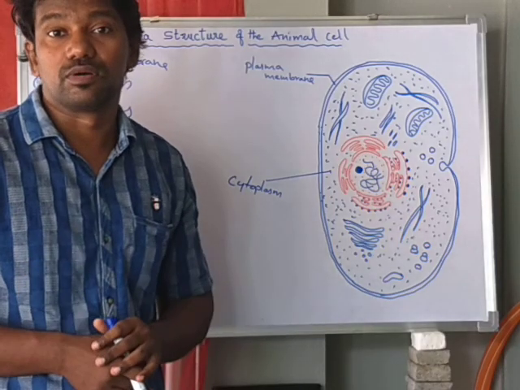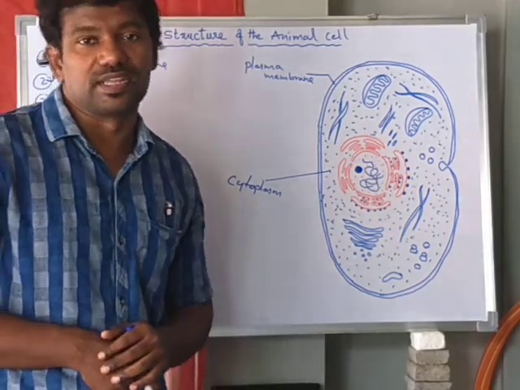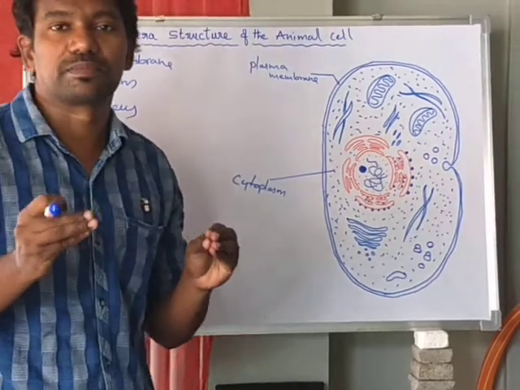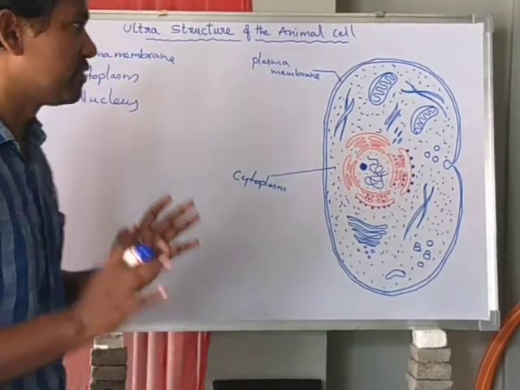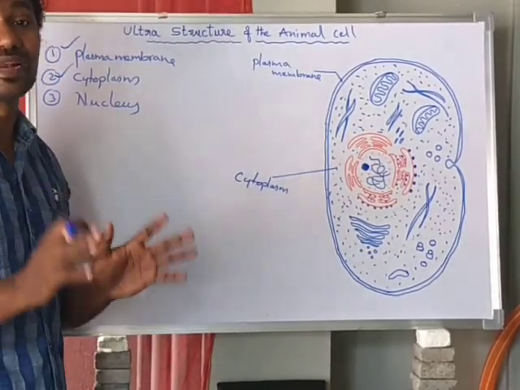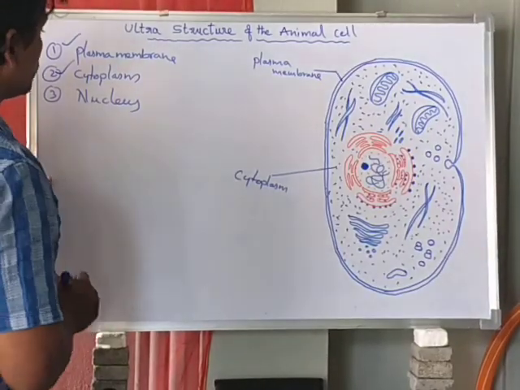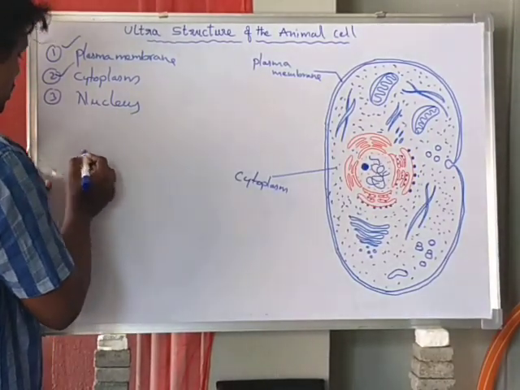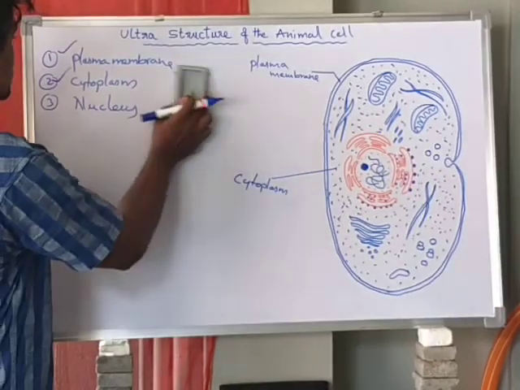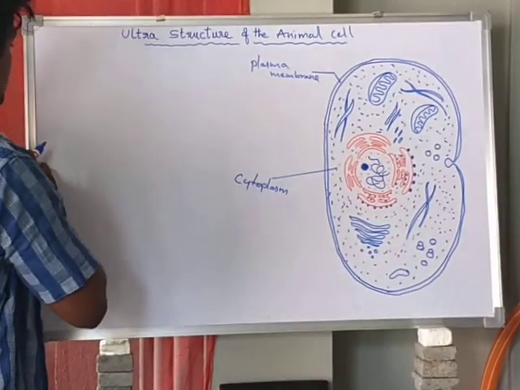Now we know about the different types of cell organelles which are present in the cytoplasm. First we take the endoplasmic reticulum.